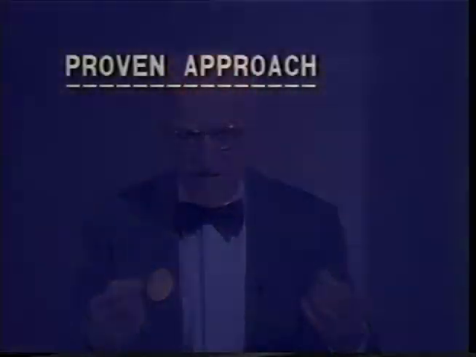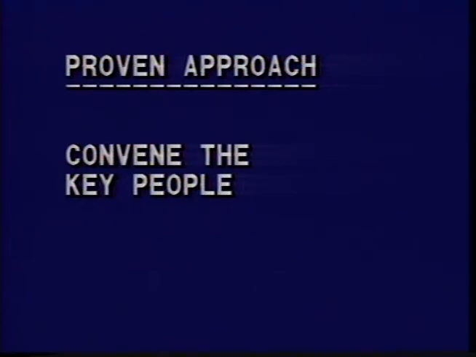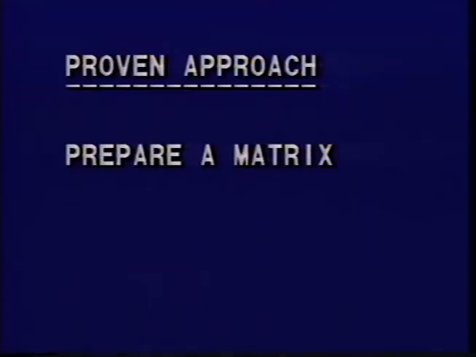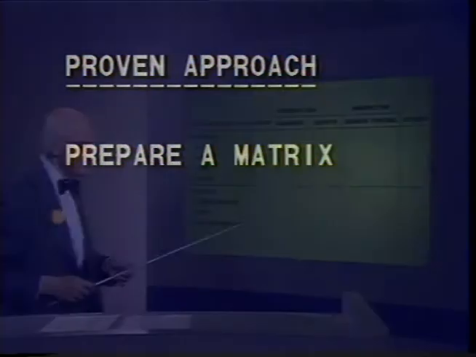Here is a proven method of approach. Convene the key people associated with a specific factory department. Ask them to identify the major quality-related decisions and actions for that department. Ask them also to identify who's available to make those decisions and take those actions. Then prepare a matrix like this.